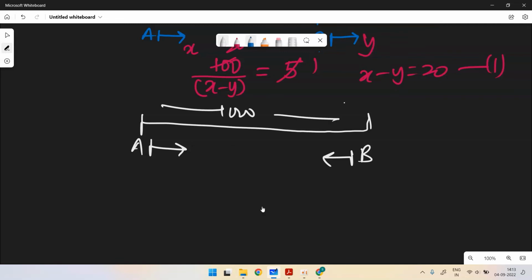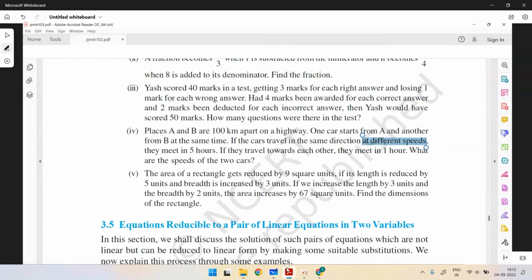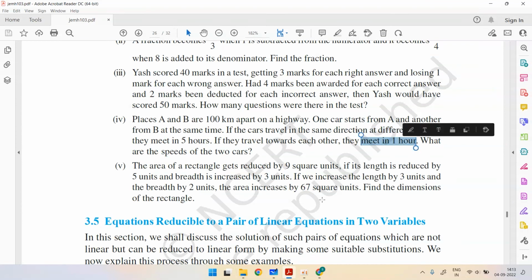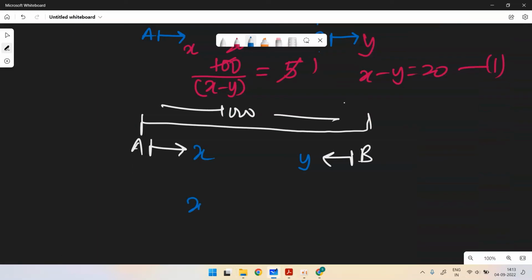The speeds are x and y. Here the speeds will add because they will meet faster. It was given in the question that they will meet in 1 hour. So the net speed will be x plus y. As per this, 100 divided by x plus y is the time, which is going to be 1 hour. Which implies that if we solve this, x plus y equals 100.